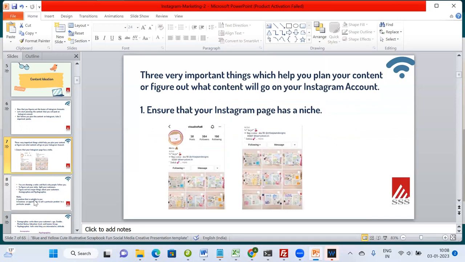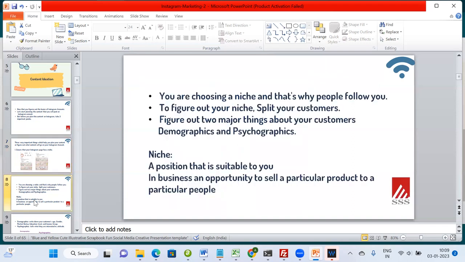Number one is that we have to ensure that our Instagram page has a niche. Now, this word niche is a buzzword in digital marketing. We'll try to understand this. We have to ensure that the Instagram page has a niche. You are choosing a niche, and that's why people will follow you. Figure out your niche, split your customers, and figure out two major things about the customers: the demographics and the psychographics.